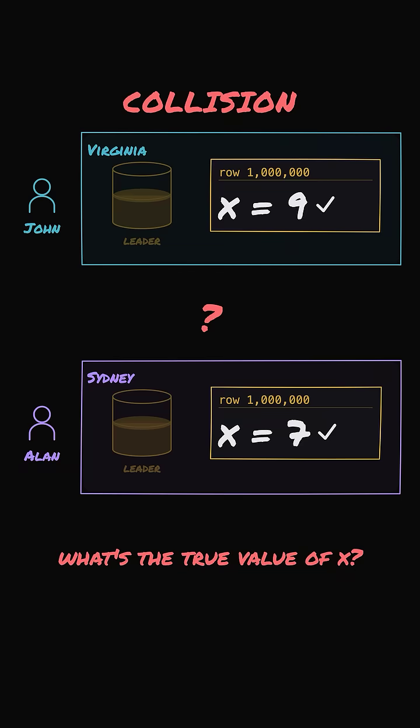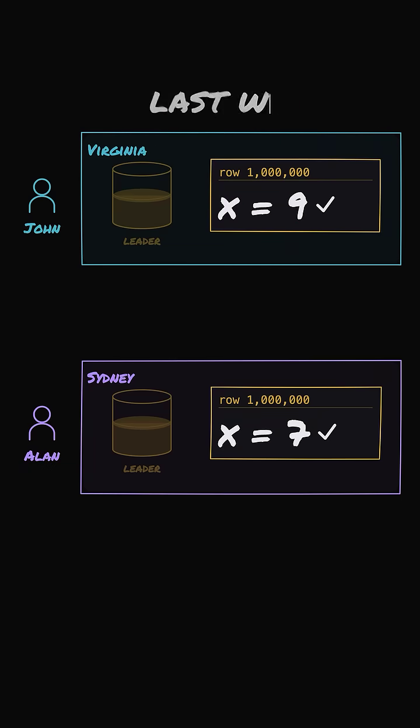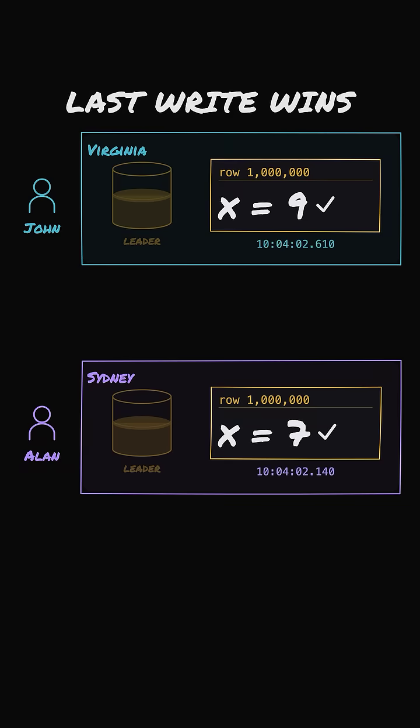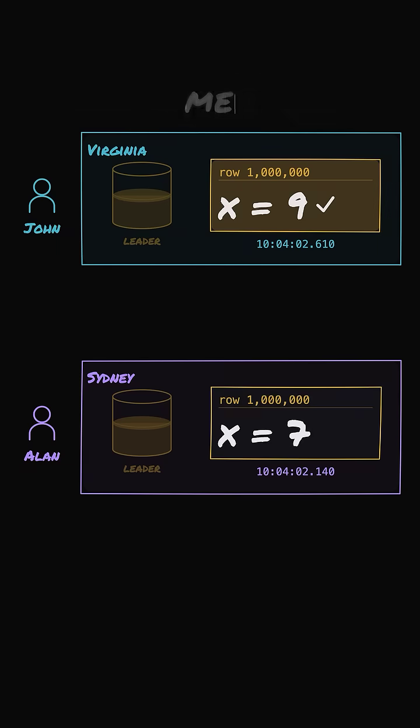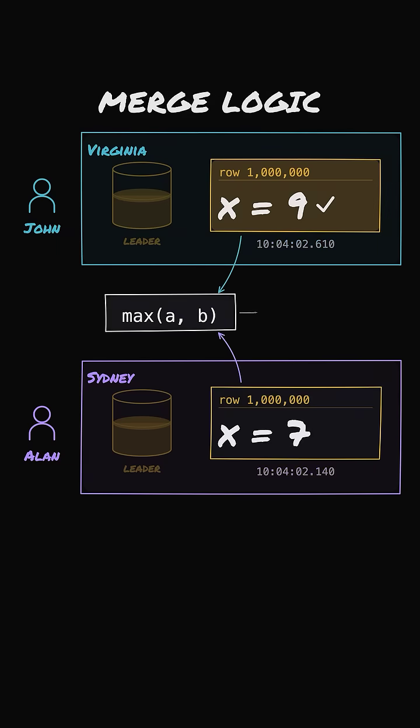Now we have to pick a winner between these two leaders because we can't have two values of X. So most systems have a default behavior that the last write wins. Whichever write has the later timestamp survives, and the other one is quietly thrown away. But as the database owner, you can write your own merge logic if you don't want to pick based on timestamps.